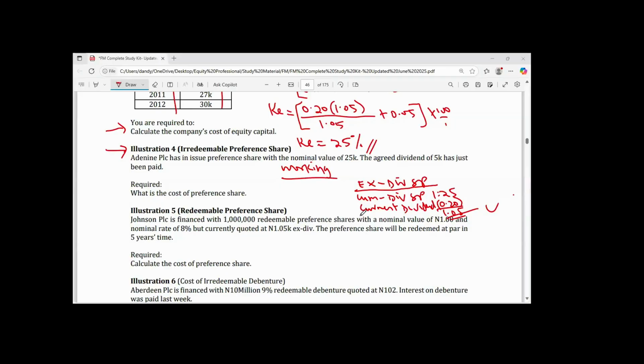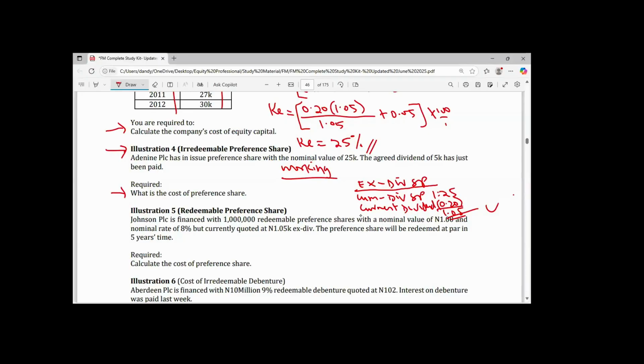Adenine PLC has in issue preference share with the nominal value of 25 kobo. The agreed dividend of 5 kobo has just been paid. Required: what is the cost of preference share?